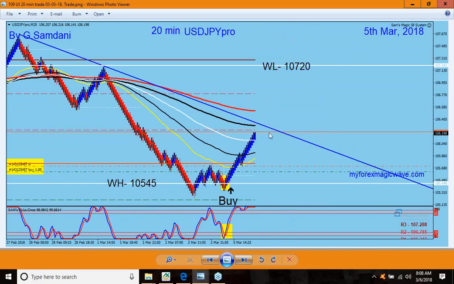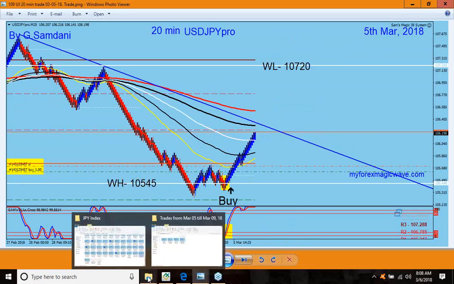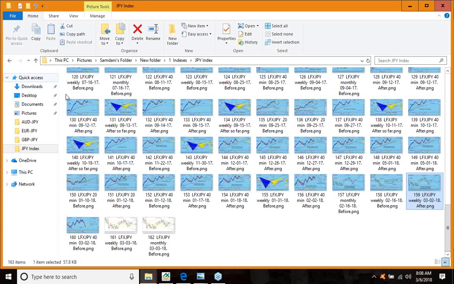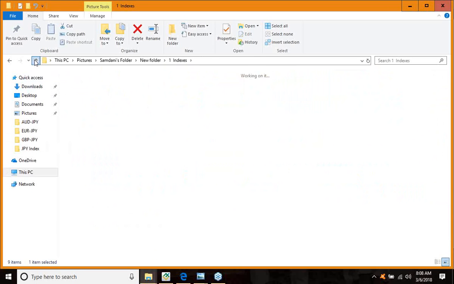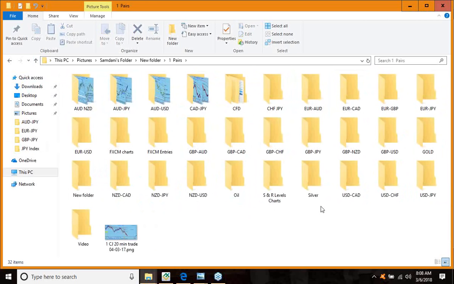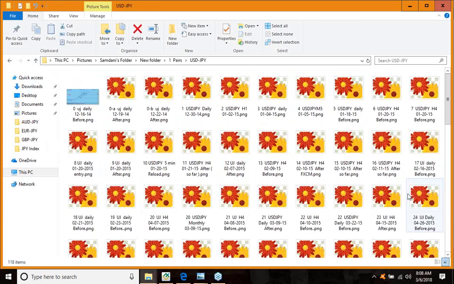And not only this, I did this on USD yen. Now USD yen also, let me show you why I did that. First of all, because of yen. Second, I didn't open the chart, but I'll do it quickly.